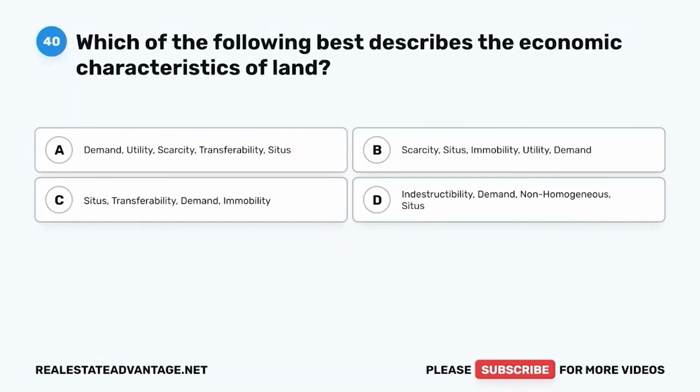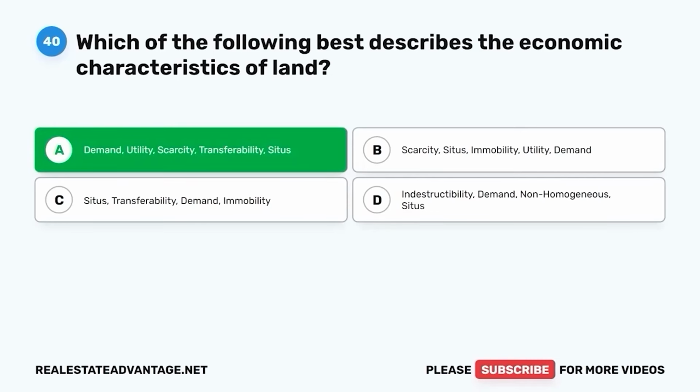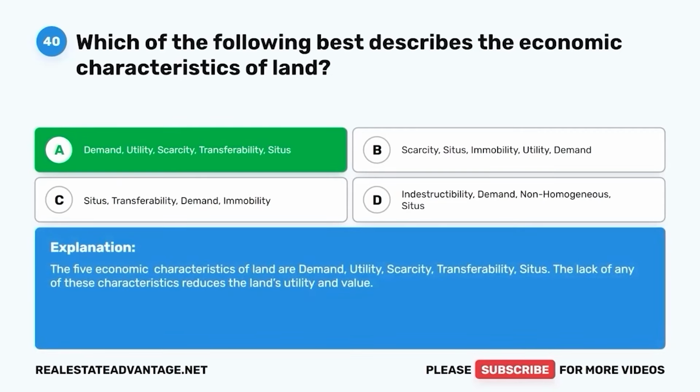Question 40. Which of the following best describes the economic characteristics of land? A, demand, utility, scarcity, transferability, situs. B, scarcity, situs, immobility, utility, demand. C, situs, transferability, demand, immobility. D, indestructibility, demand, non-homogeneous, situs. The correct answer is A. The 5 economic characteristics of land are demand, utility, scarcity, transferability, situs. The lack of any of these characteristics reduces the land's utility and value.